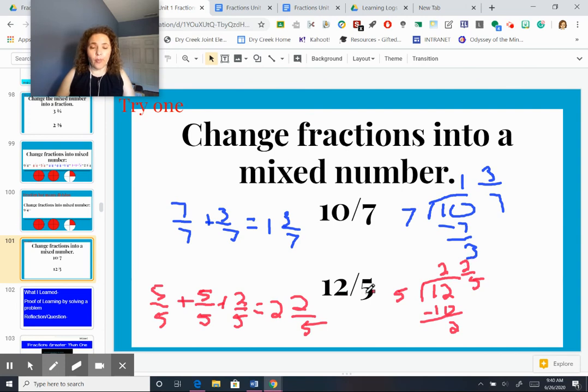If you were to break this apart, I have fifths, so I can do 5 over 5. I've got to keep going. I've got to do another 5 out of 5. That gives me 10 fifths. I need how many more? 2 more, 2 fifths. So I have a whole and a whole, which gives me my 2, and then the 2 fifths: 2 and 2 fifths. So both ways work. I prefer this way, but if you prefer breaking it apart, whatever.